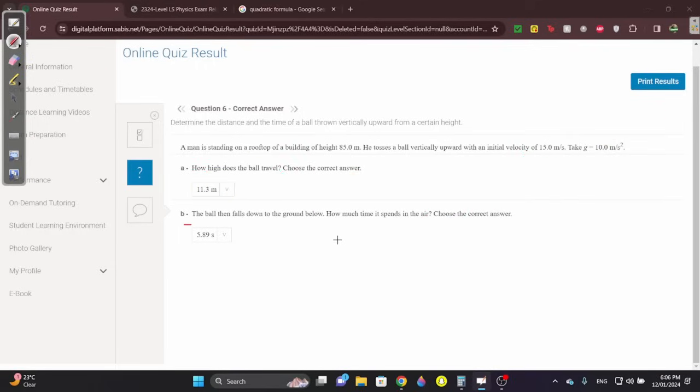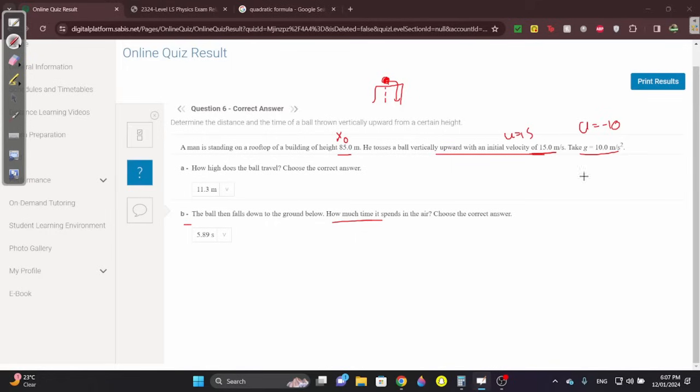For part B, the ball falls down to the ground. How much time does it spend in the air? They want the time. The height is 85, so this is our x naught because it's starting up at 85. This is where the ball is being thrown, so it's starting at positive 85. The ball's vertical initial velocity is 15.